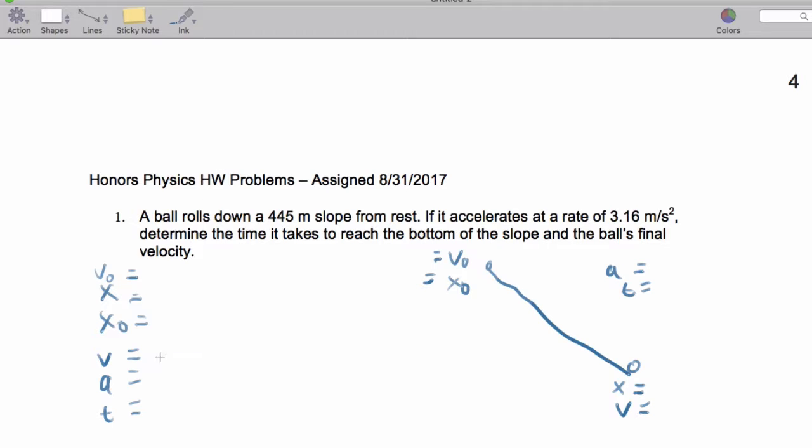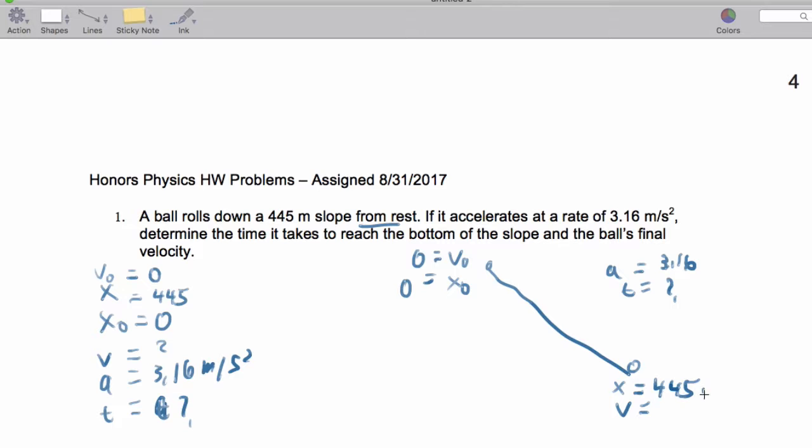So I know that since they don't tell me the beginning position, I assume it's 0, and it's 445 that it ends up at. From rest means the initial speed is 0. That means the final speed is unknown. The acceleration is 3.16 meters per second squared. And it seems we don't know the time either. So this is unknown, 3.16. It's a bit redundant, but I tend to relabel them in the picture as well, just to make sure that I'm really clear on what's going on.